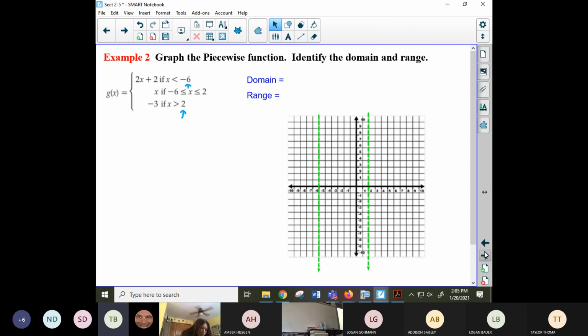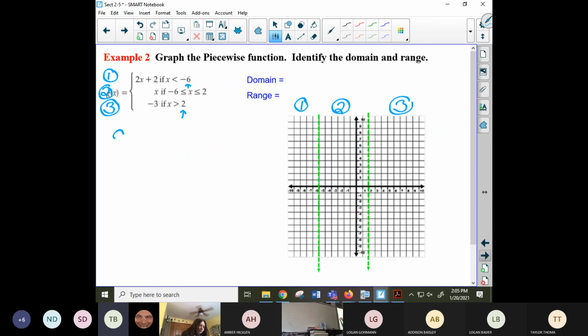Okay? So now here, once you do that, you have like one region here, another region here, and another region here. In region 1, you're graphing this. In region 2, you're graphing this, and in region 3, you're graphing that. Okay?